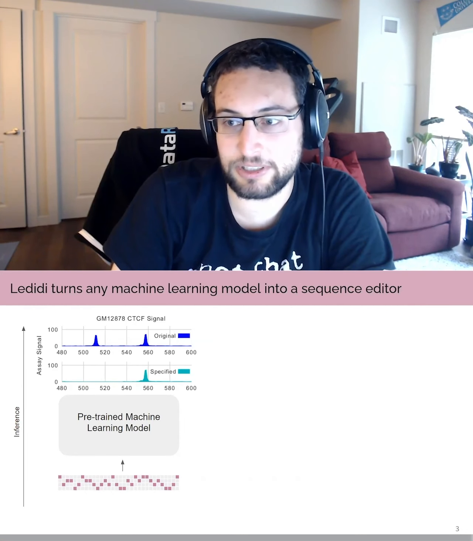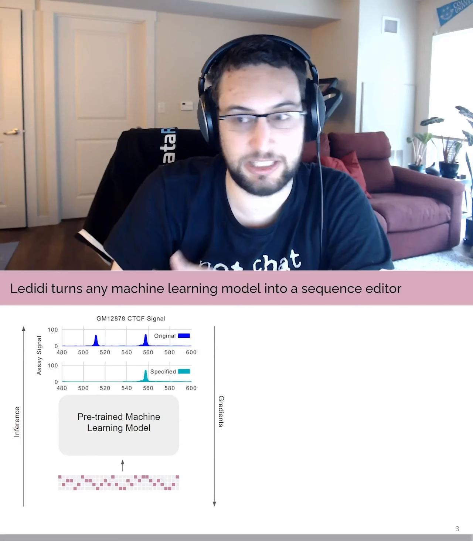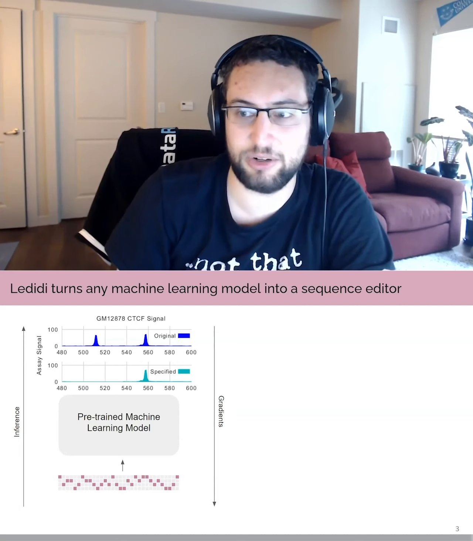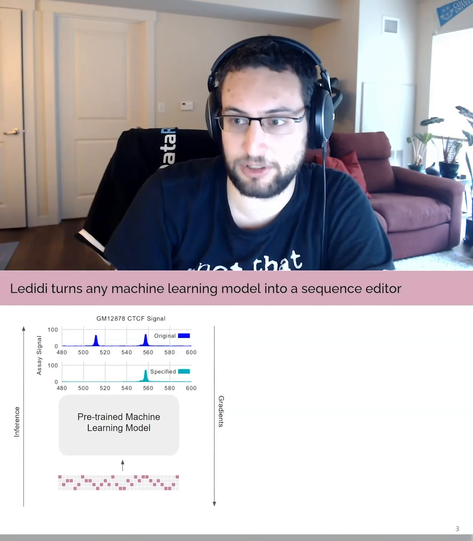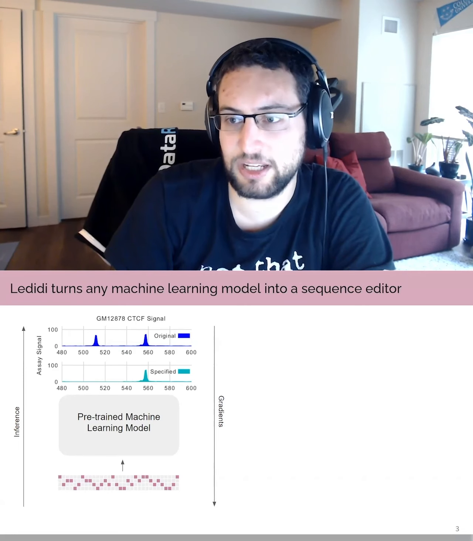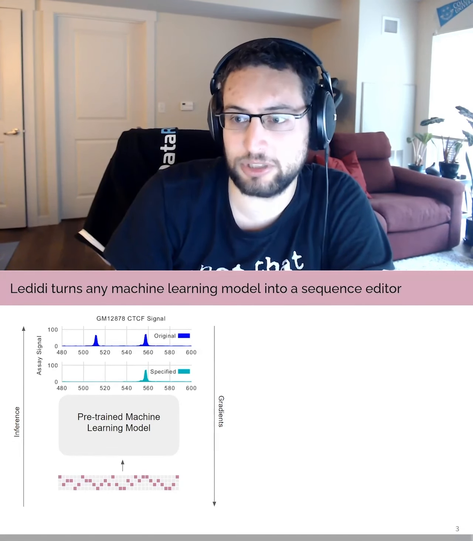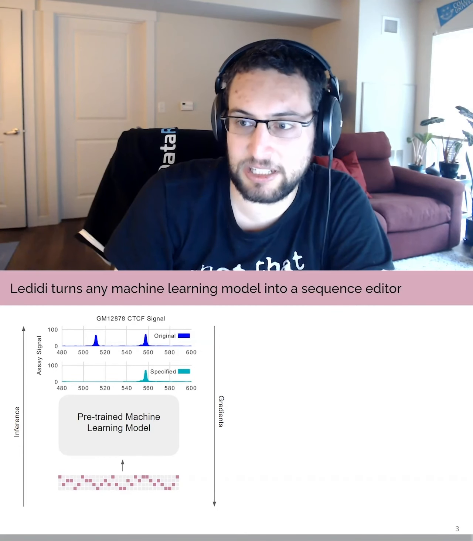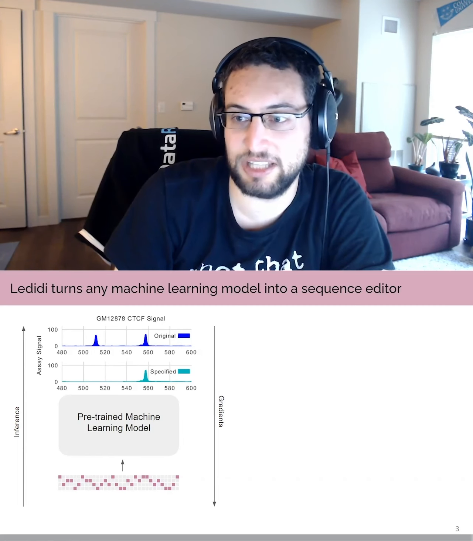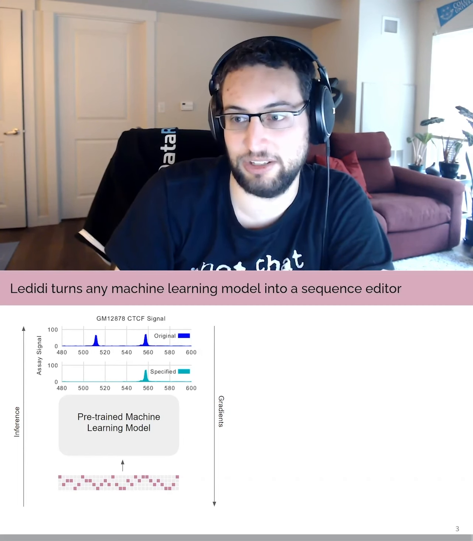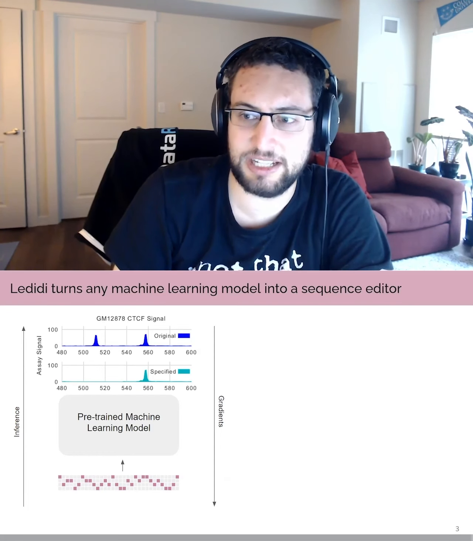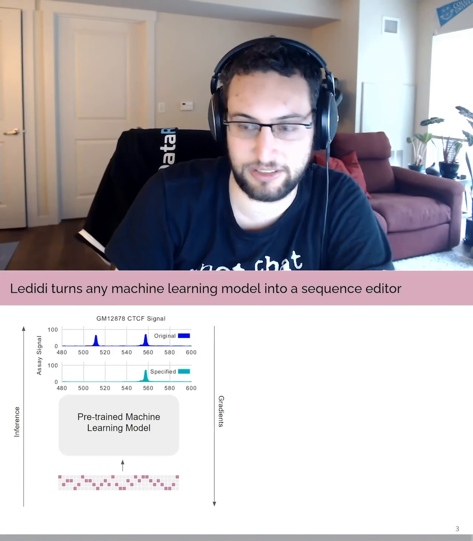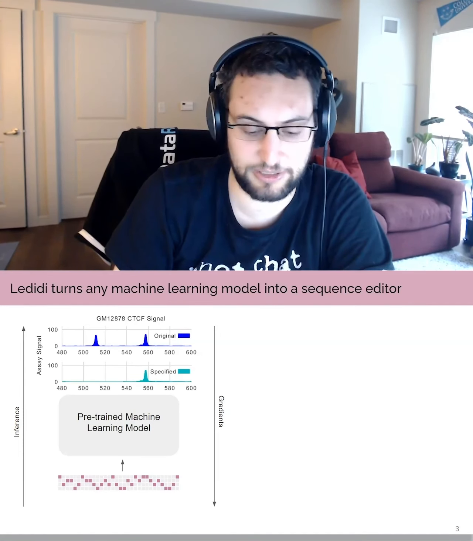Well, the way that Ledidi works is that it uses gradients between the specified signal that you want and the original signal in order to calculate the gradient, pass that back through the model, and edit the underlying sequence. You can think about this in terms of normal machine learning. In normal machine learning, you hold your data constant and you use that to update the parameters of your model. What Ledidi does is that it holds the model constant and it uses that to update the data, in this case, the sequence that you're trying to edit. So Ledidi is not tied to any particular machine learning model, but it could be applied to any type of machine learning model where you can calculate the gradient.